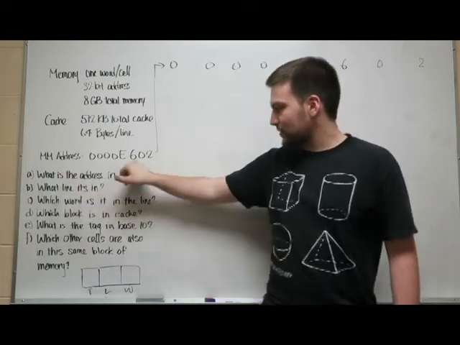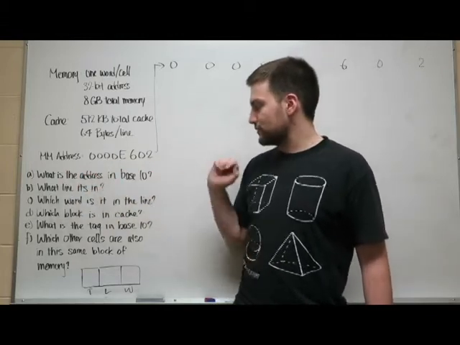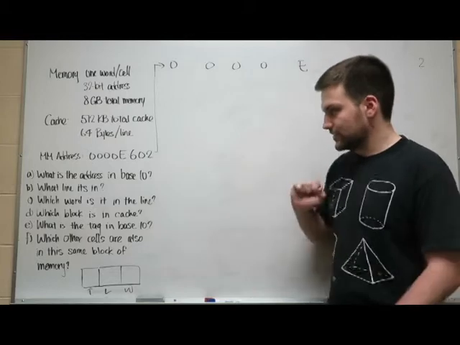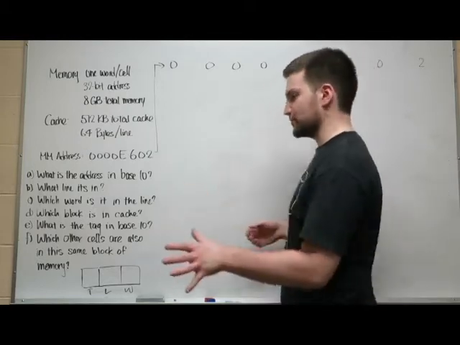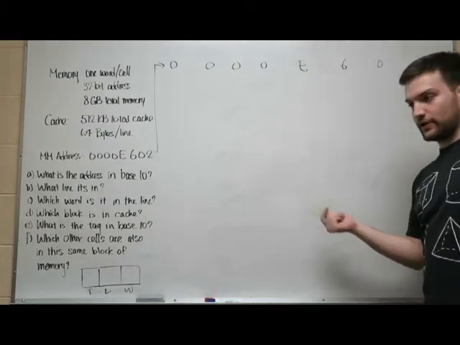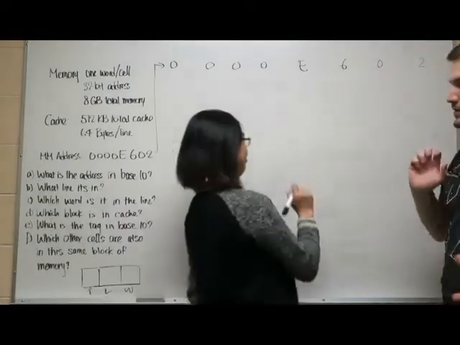We have been given a memory address, 000E602, and our first question is to find this address in base 10. Now this is quite simply done by first converting from hexadecimal to binary.